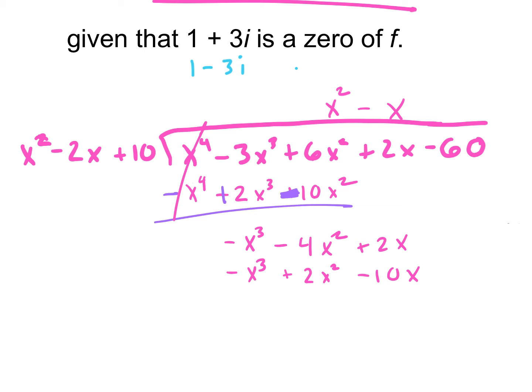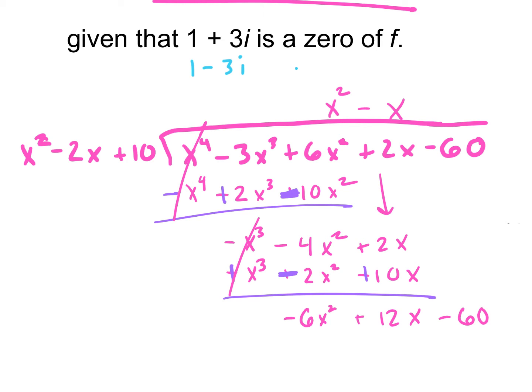What's next? Change the sign. So plus, minus, plus. Add them together. First ones cancel. This becomes negative 6x squared and plus 12x. What's next? I can drop down the 60. And then what do I do?